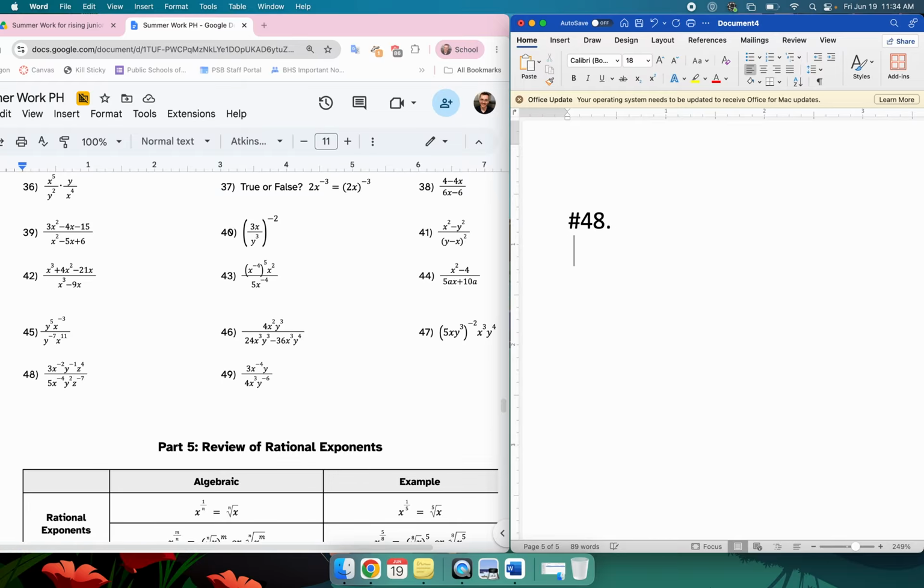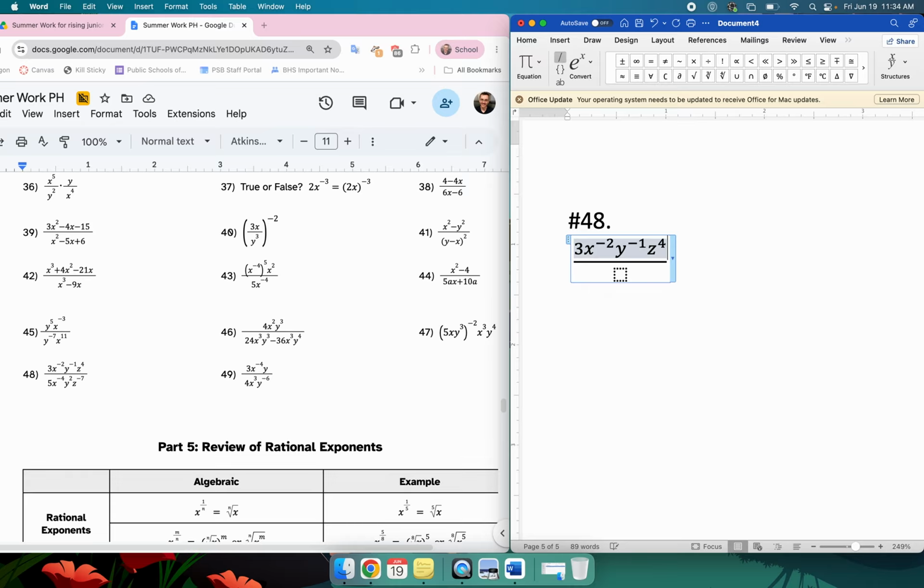Number 48, I have 3x to the negative 2, y to the negative 1, z to the 4th, over 5x to the negative 4, y squared, z to the negative 7. Again, it's just about moving around the stuff with negative exponents. I want to emphasize once again the 3 and the 5 are not affected by these exponents at all. Exponents only affect the thing directly in front of them, so the 3 and the 5 are staying exactly where they are.